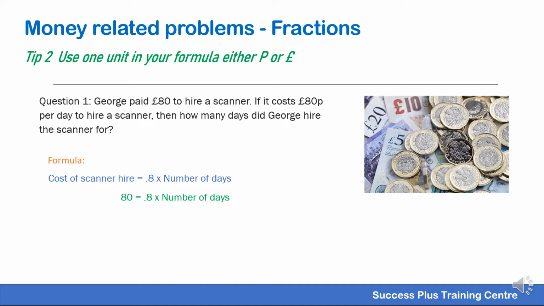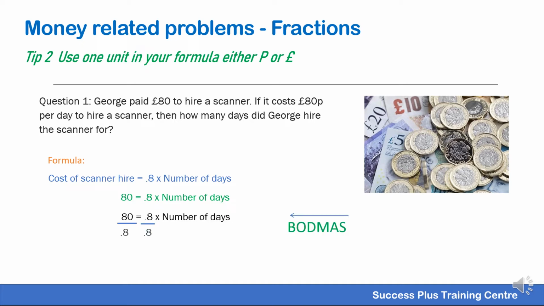To find the cost of a scanner hire, I need to times 80p by the number of days. In my formula, I'm going to convert the pence to pounds, so I'm going to use 0.8 times number of days. So 80 equals 0.8 times number of days.